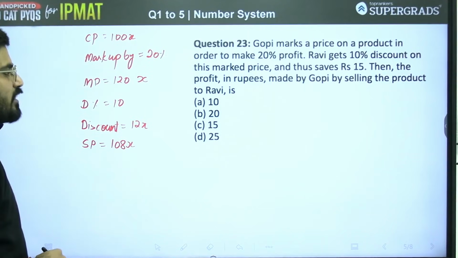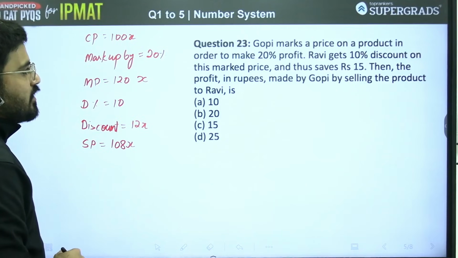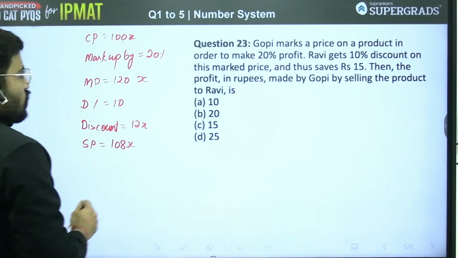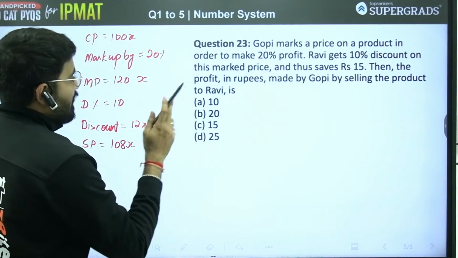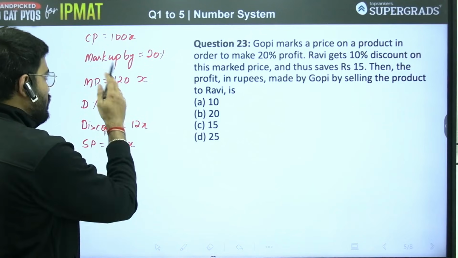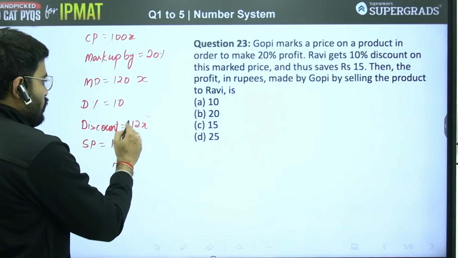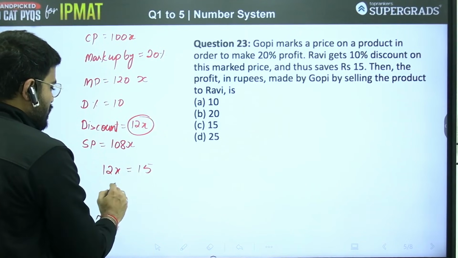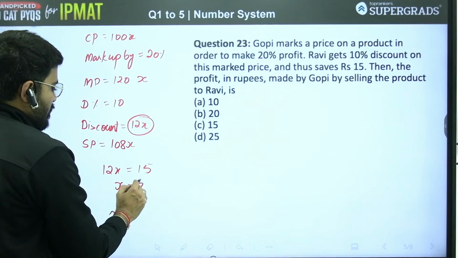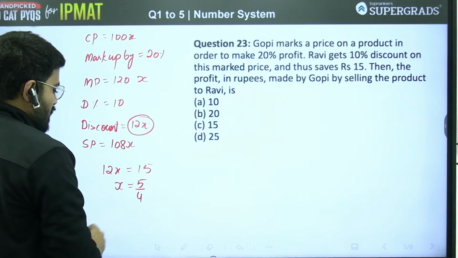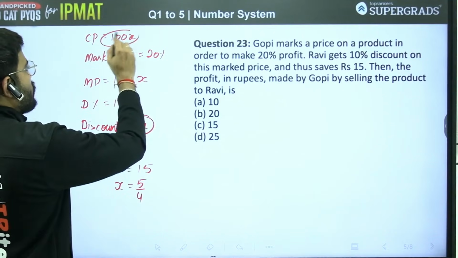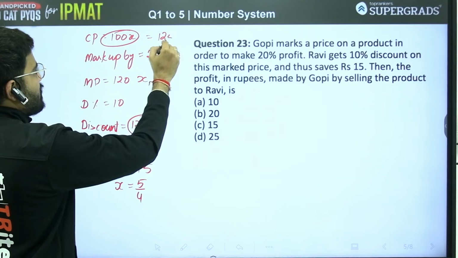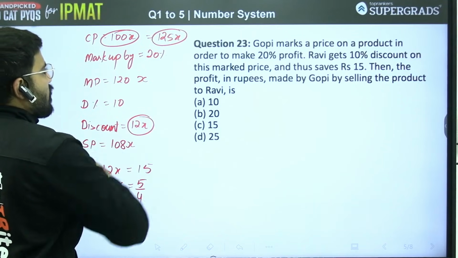Then the profit in rupees made by Gopi by selling the product to Ravi is okay. So Ravi is getting a 10% discount, so 12x is equal to rupees 15. So x is equal to rupees 5 by 4. If x is equal to rupees 5 by 4, so the cost price is 100x, that is 125. I got the cost price.